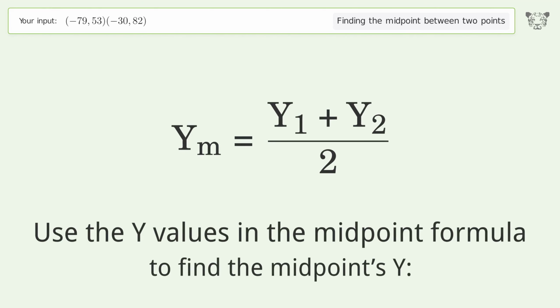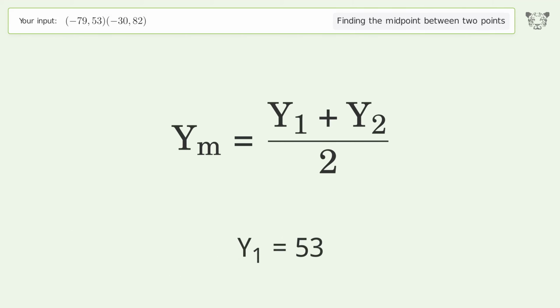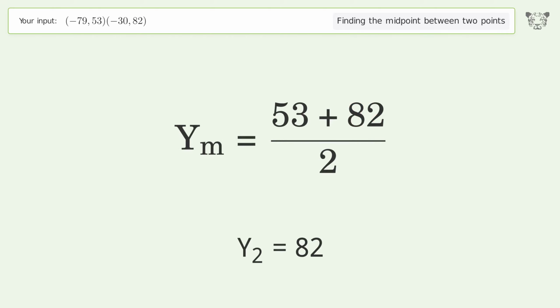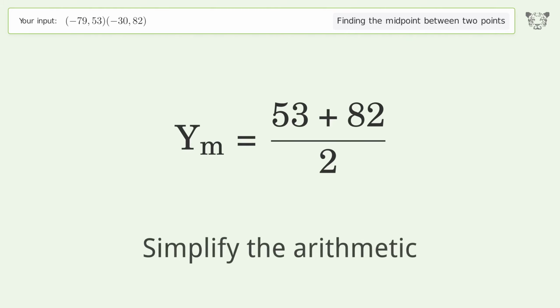Use the y values in the midpoint formula to find the midpoint's y. y1 equals 53. y2 equals 82. Simplify the arithmetic.